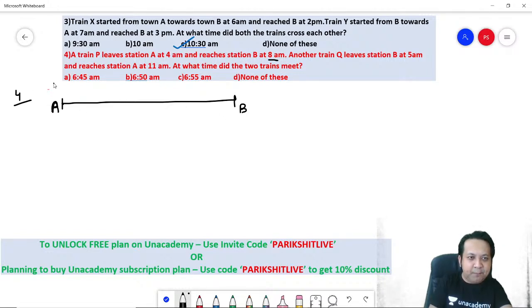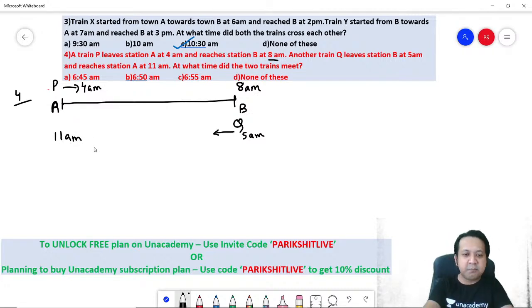So there is a train P which leaves station A at 4 a.m. and reaches station B at 8 a.m. Another train Q leaves station B at 5 a.m. and reaches station A at 11 a.m. At what time did the two trains meet?